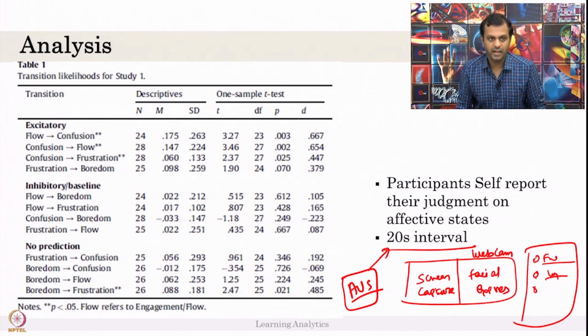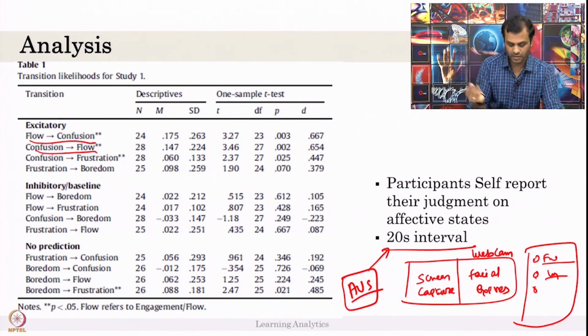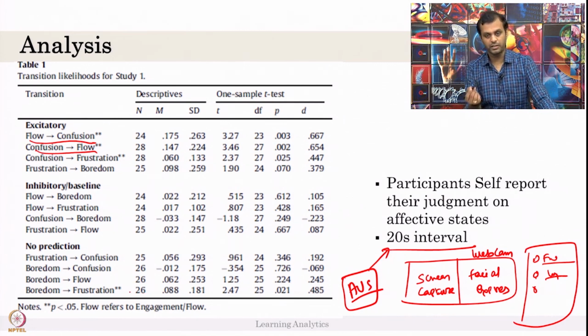From analyzing that, this table has come out. Here the double star indicates there is a significant flow. There is a transition from engagement to confusion, from confusion to engagement, and from confusion to frustration. These three are significant, and they did a one sample t-test to check whether it is reliable or not. The significance is good, and the number of student samples used is also given here. Similarly, boredom to frustration is also a significant transition. Other transitions are not significant.